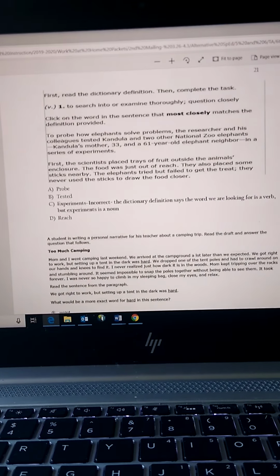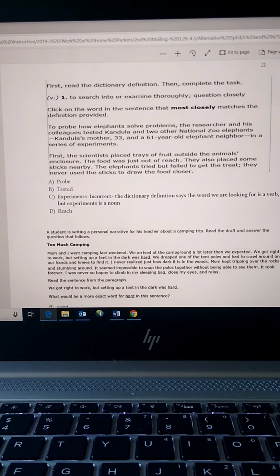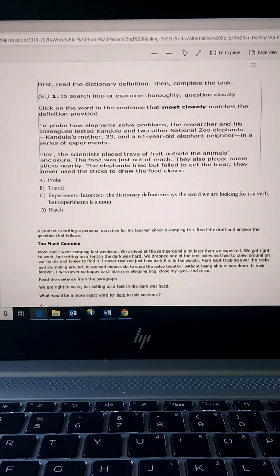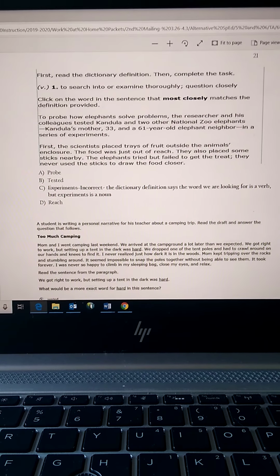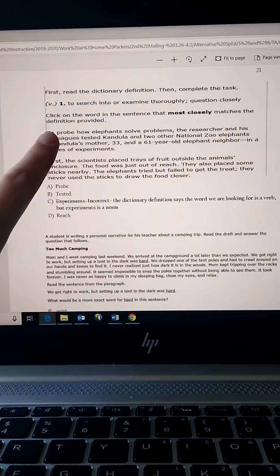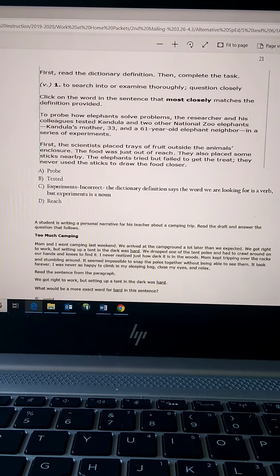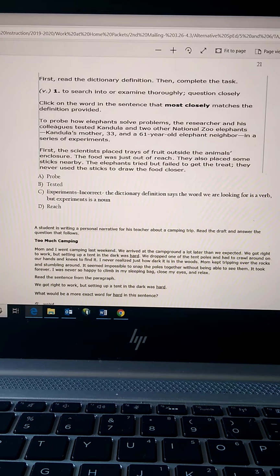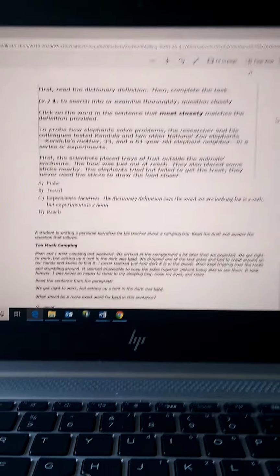Okay, right here. First, we're going to read the dictionary definition and then complete the task. 1. To search into or examine thoroughly, question closely. Choose the word in the sentence that most closely matches the definition provided. Now we're reading here. To probe how elephants solve problems, the researcher and his colleagues tested Kandula and 2 other National Zoo elephants, Kandula's mother, 33, and his 61-year-old elephant neighbor in a series of experiments.